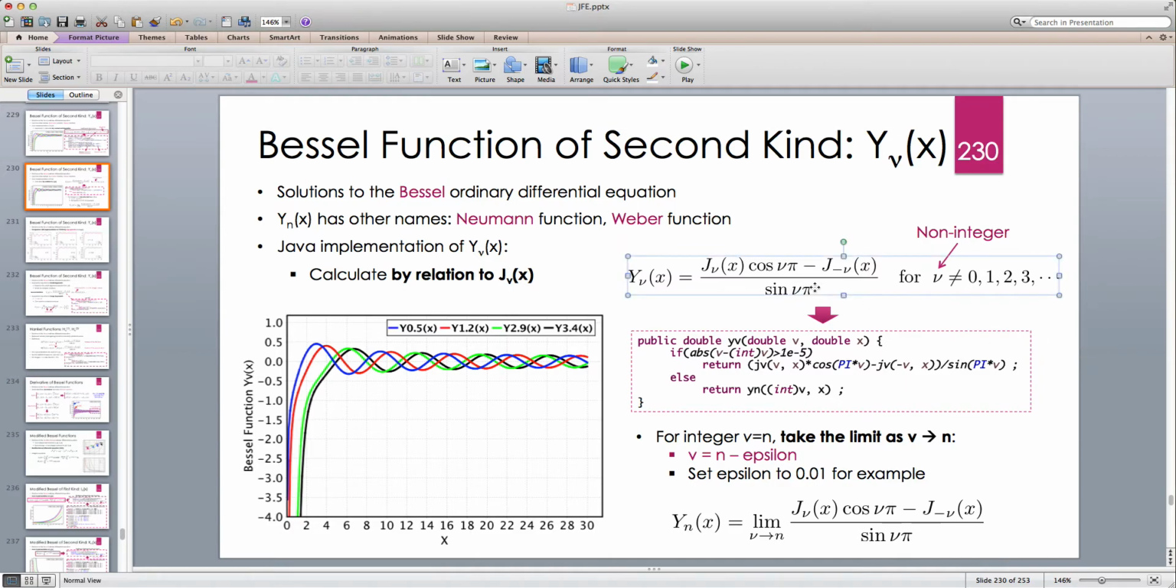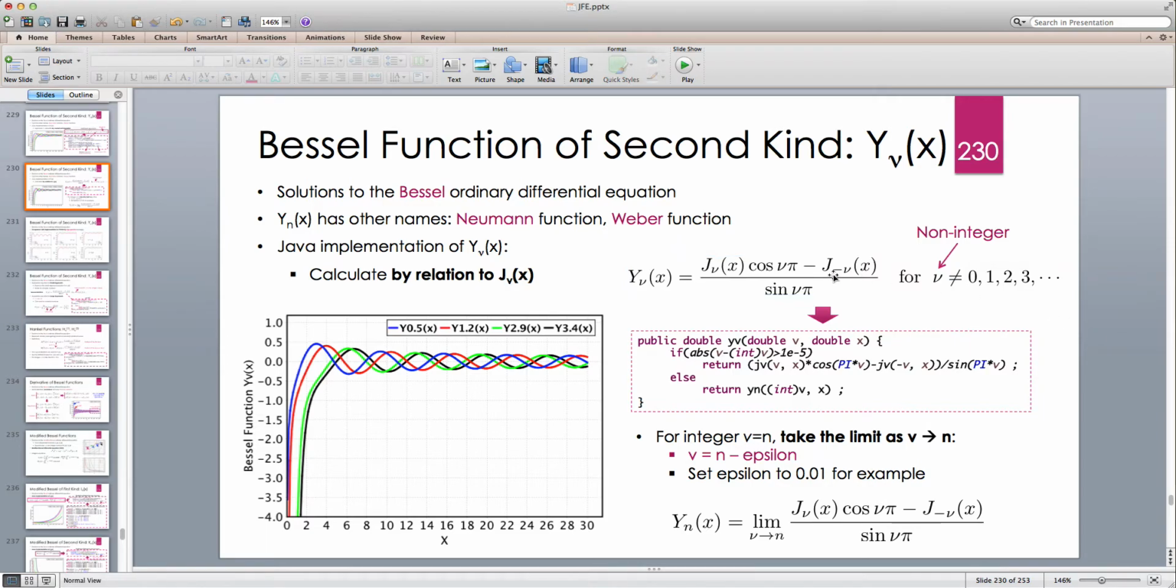Now this definition obviously is correct for non-integer nu. So if nu is not 0, 1, 2, 3, etc. If nu is an integer, then obviously the negative ones are also invalid. So 0, minus 1, minus 2, minus 3. But what I would like you to notice is that when nu is an integer, this sine of nu pi becomes 0. That's why this blows up and it's not correct.